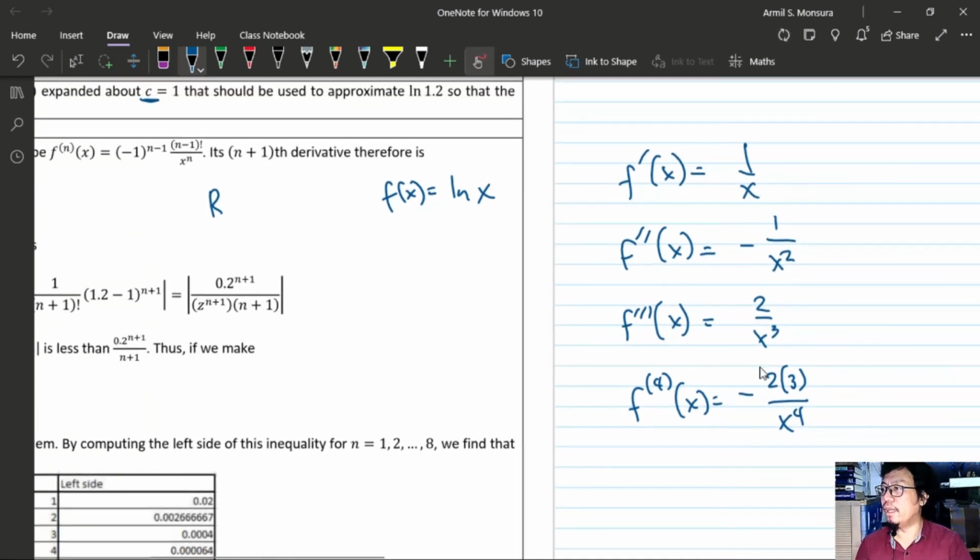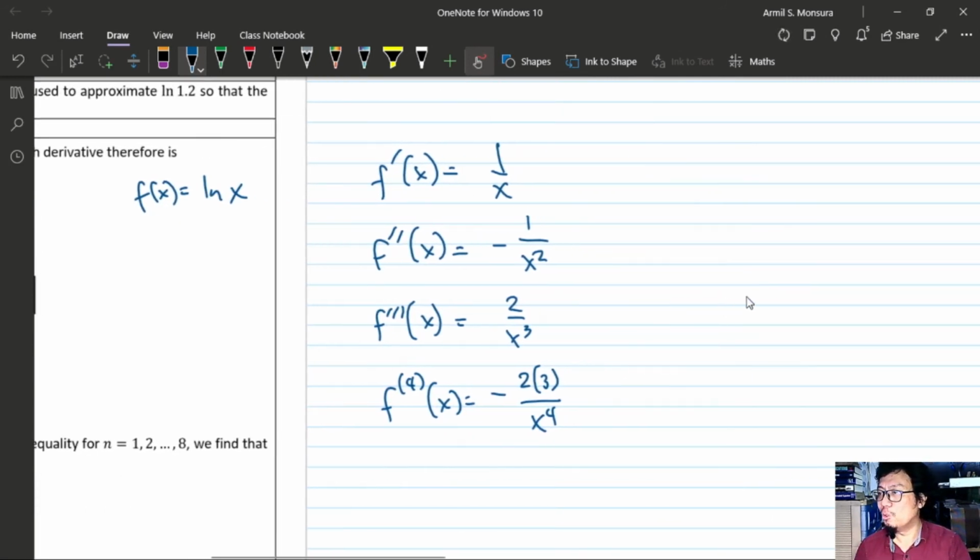Number 1, we have an alternating pattern. So negative 1 raised to n might be a useful factor. Since the odd terms are positive, we have this as one of the factors. Next, we start with the numbers. There's no question about the denominator. That's simply x raised to n.